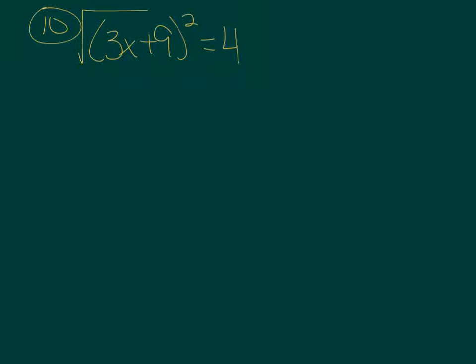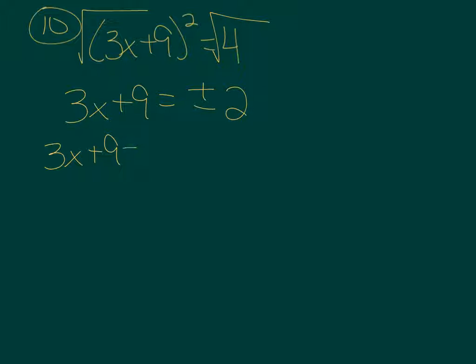I'm going to take the square root of both sides, and I'm going to get 3x plus 9 equals plus or minus 2. Don't forget to do that plus or minus when you're using the square root property. So this is now two things I'm solving. So 3x plus 9 equals 2, or 3x plus 9 equals negative 2. So I'm going to solve these two.